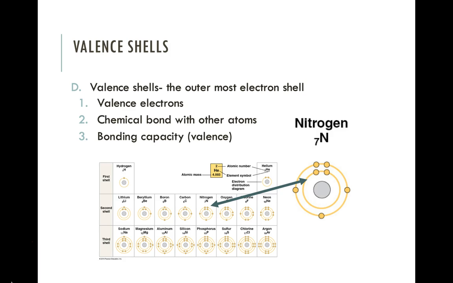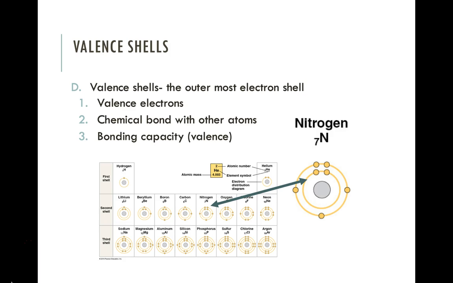So the valence shell is the outermost shell. The valence electrons are the electrons that are found in that shell. And the bonding capacity is the number of unpaired electrons that are found in the valence shell. So it can be different. The bonding capacity can be different than the number of valence electrons. If we look there, nitrogen has 5 valence electrons. It has 7 electrons total, but those electrons in the inner shell are not reactive.